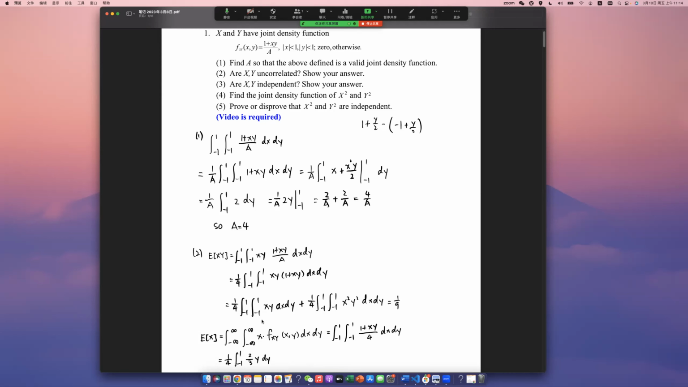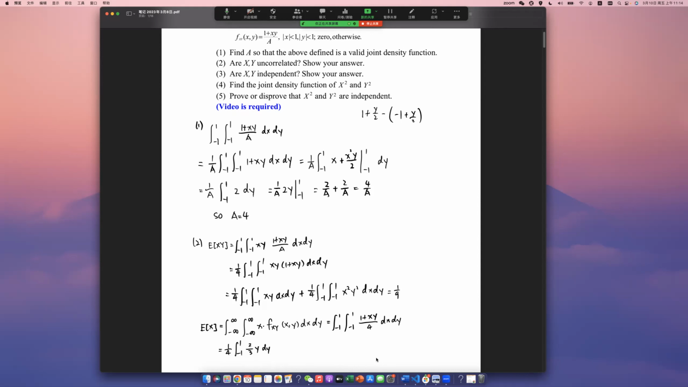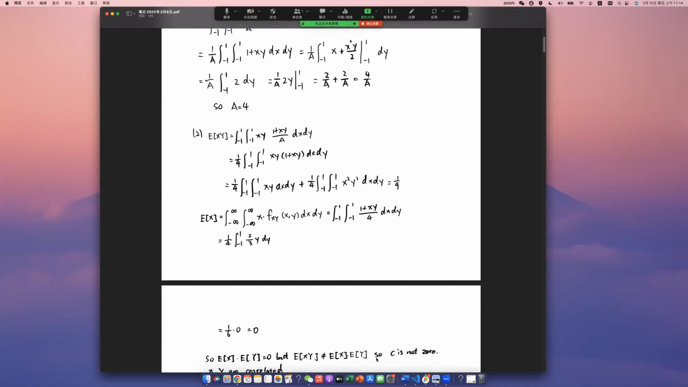And then we find the expected value of X, which is x times the density function from -1 to 1 and -1 to 1, (1 + xy)/4. There should be an x here, I forgot to write it here. So it should equal 0.